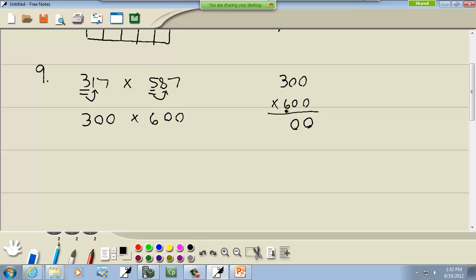And again, the first number I work with has to be right below it. 6 times 0 is 0. 6 times 0 is 0. 6 times 3 is 18. So our answer is 180,000. That's a lot easier than that.